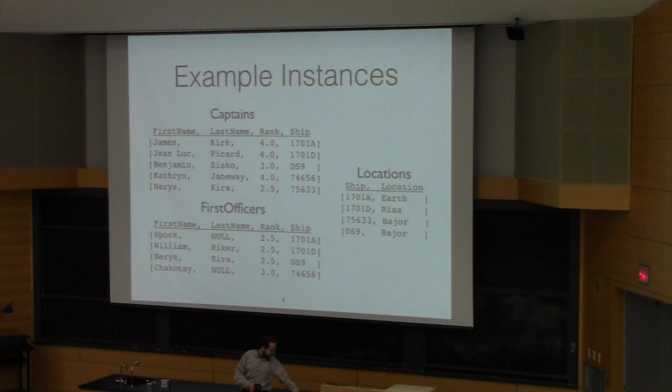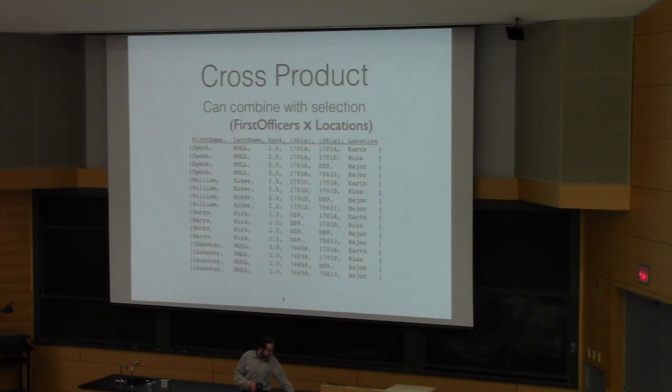Here's our set of example instances. I'll get back to these as we need. We just barely started talking about the cross product at the end of last lecture. The cross product is you take every tuple from one set and pair it up with every tuple from the other set. So if you have n tuples in one of the two inputs and m tuples in the other input, you get a total of n times m tuples.